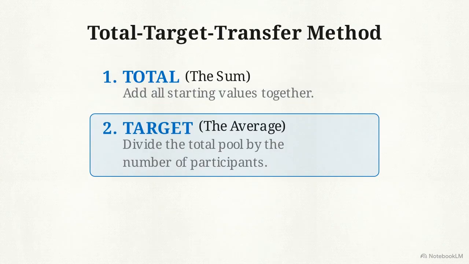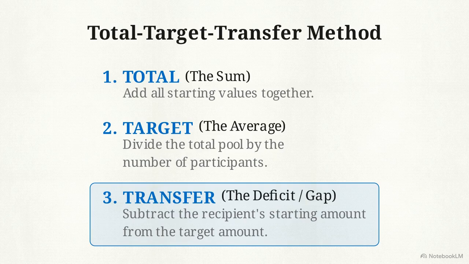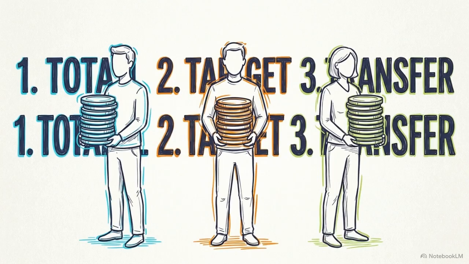This 3-step algorithm works for any group. Step 1, add starting values to find the total pool. Step 2, divide the total by participants to find the target share. Step 3, subtract the recipient's starting amount from the target to find the transfer needed. Looking at the system-wide average provides a consistent path to the answer. It replaces the need to balance individual accounts with a direct 3-step process.